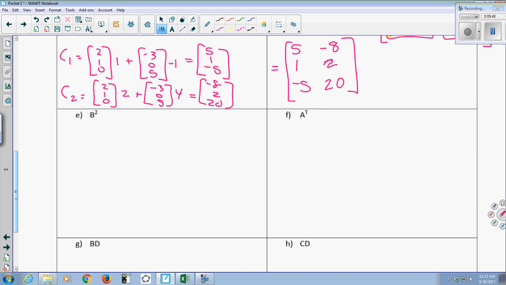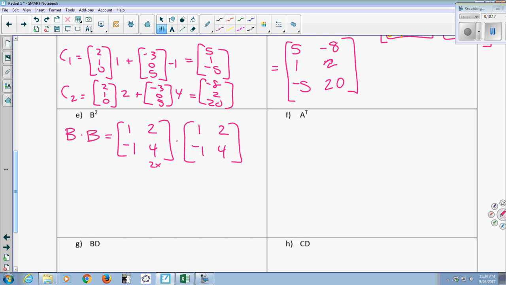All right, b squared. Squaring means the same thing as it does in standard real number arithmetic. It means b times b. So we just have to do our matrix multiplication. Sorry, what was B? It was 1, -1, 2, 4 times 1, -1, 2, 4. And we could just use this as an opportunity to practice multiplying two matrices. This is 2 by 2. This is 2 by 2. The inner dimensions match, so I can multiply them. The result should be a 2 by 2.